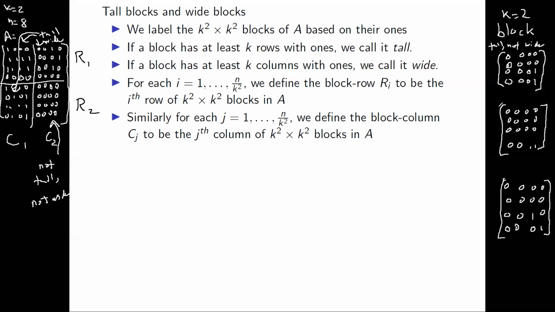On the other hand, the one below it is going to be wide because there's 2 columns with ones, but not tall because there's only 1 row with ones. And then the one below that is going to be both wide and tall. There's 2 rows with ones, and there's 2 columns with ones. So hopefully that illustrates these ideas.